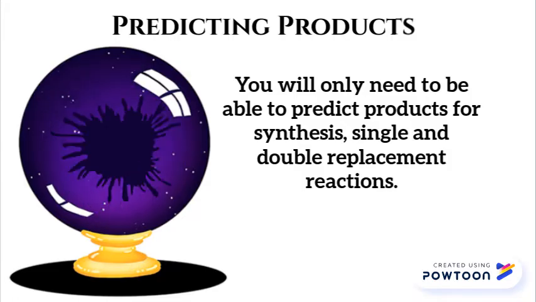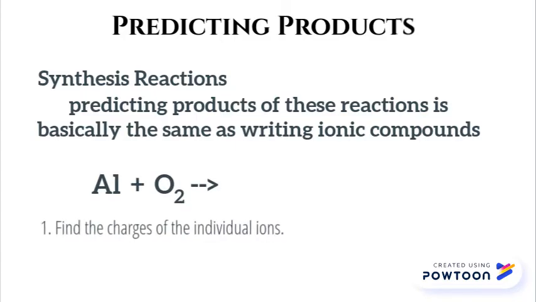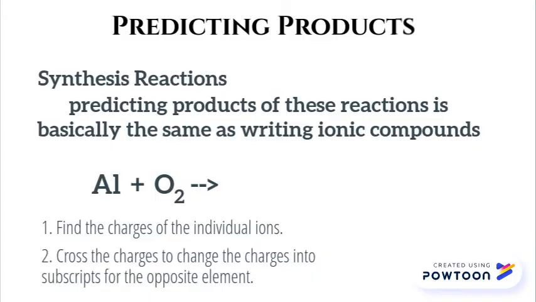So let's start off by looking at synthesis reactions. Synthesis reactions basically just come down to being able to create the ionic compound. So step number one, again, is to find the charges of those individual ions. Step number two is to cross those charges and make them into subscripts for the opposing element. So let's take those individually.